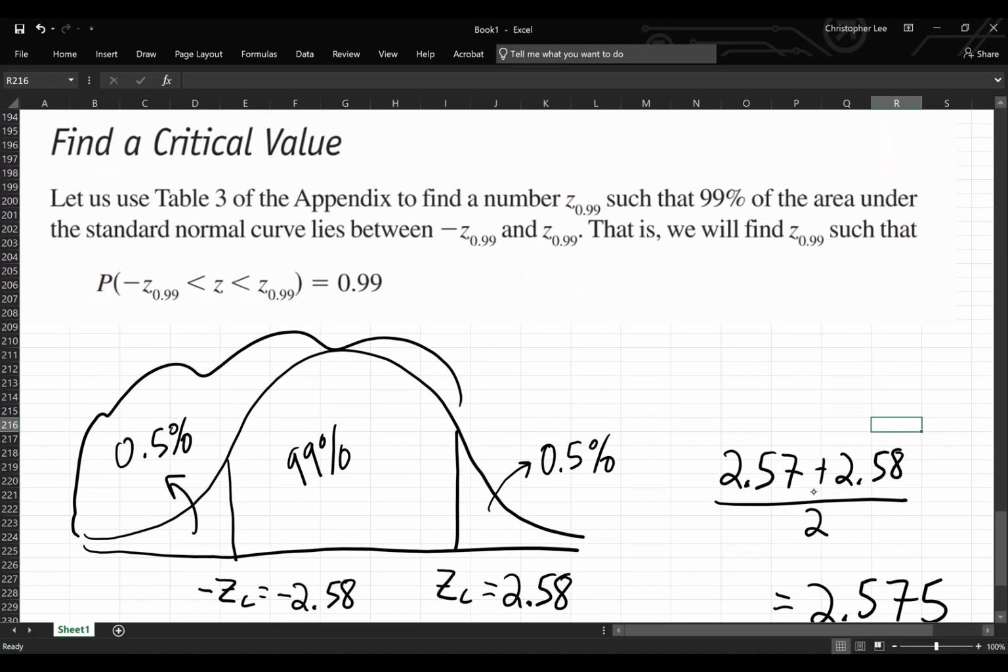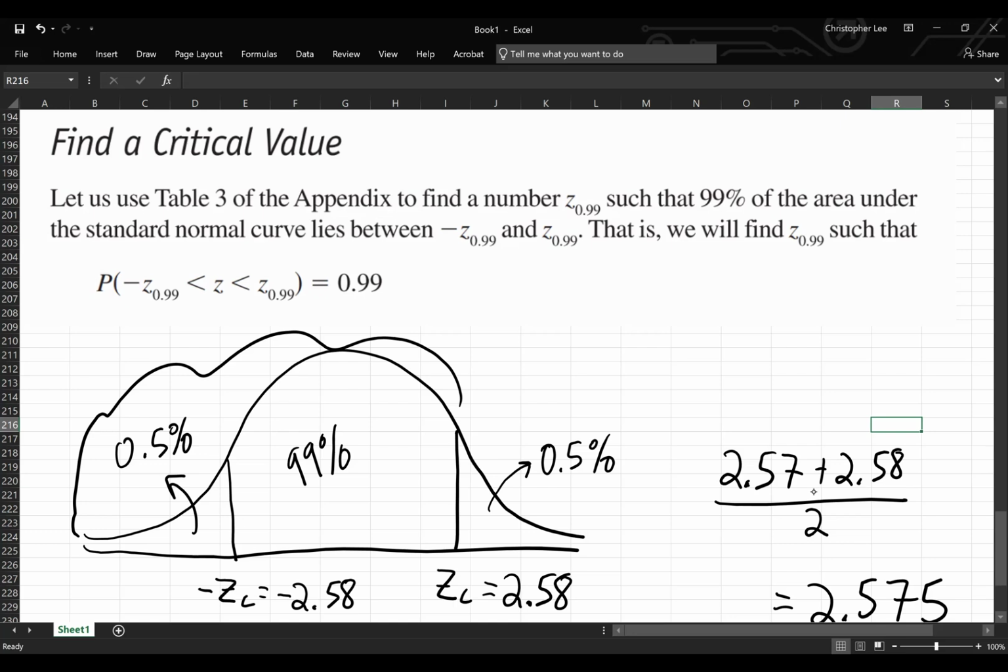So I'm looking for Z 0.99, right? So the critical value when the area under the curve is 99%, right? From the table, I found that to be 2.58.